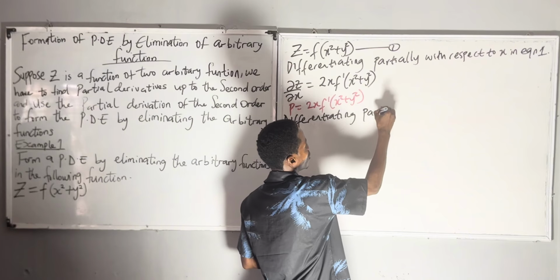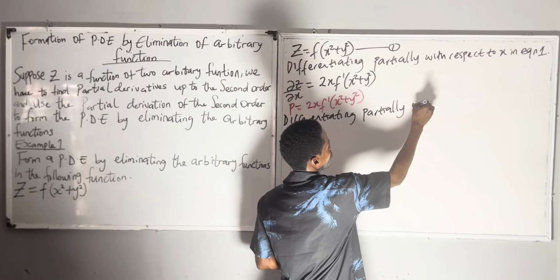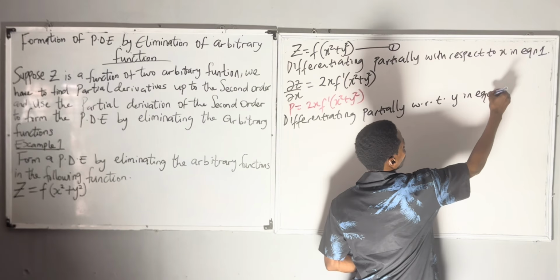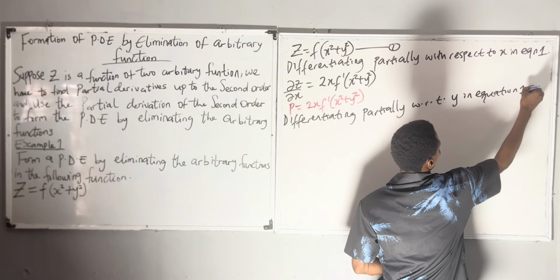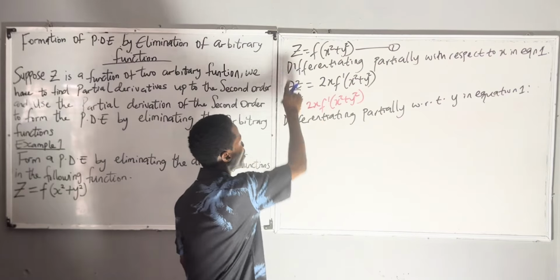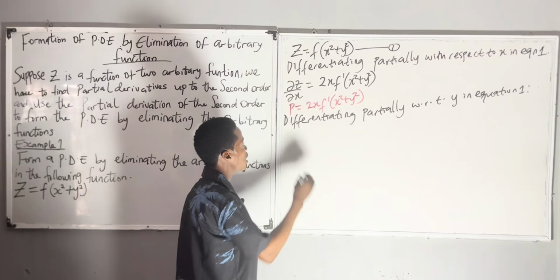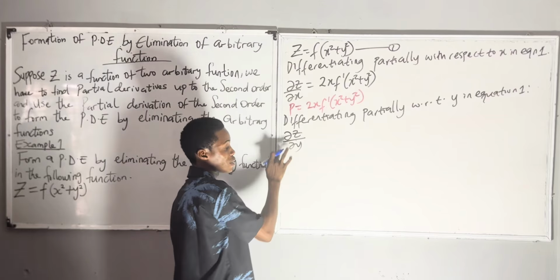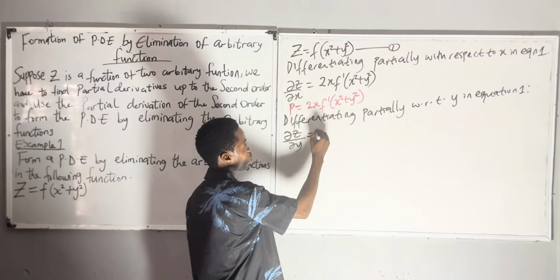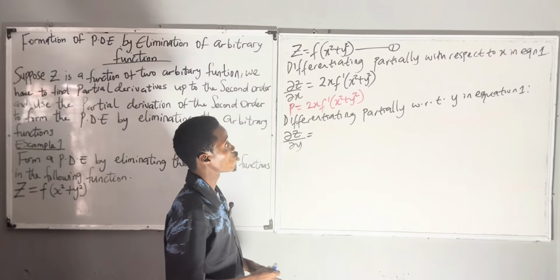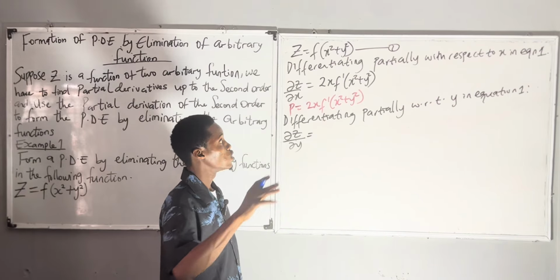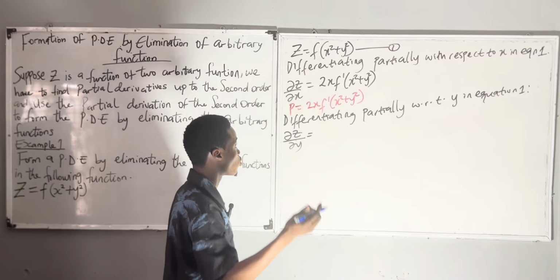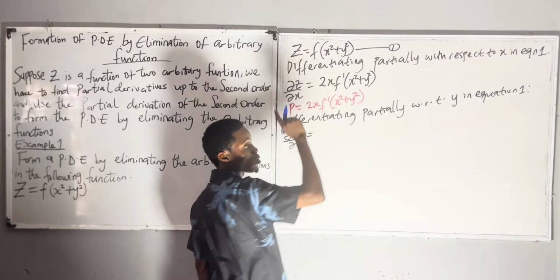Differentiating partially with respect to y in equation 1. So if I have z, I want to differentiate with respect to y, I'm going to have partial z over partial y is equal to, I want to differentiate f of x square plus y square with respect to y. So it means I'm going to have what? I'm only differentiating y square, which is what? 2y.